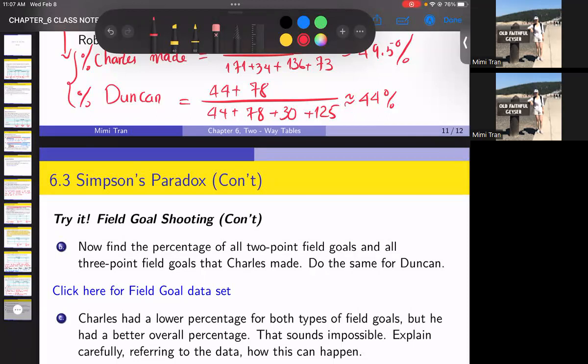So what do you see here? Remember, in part A, it looks like Matthew does better, right? 49%, or roughly 50%, versus 44. But if you look within the two-shot and the three-shot, who does better? Duncan, right? It is weird, right? How is it that on the whole Matthew is better, and then within the categories, Duncan did better?